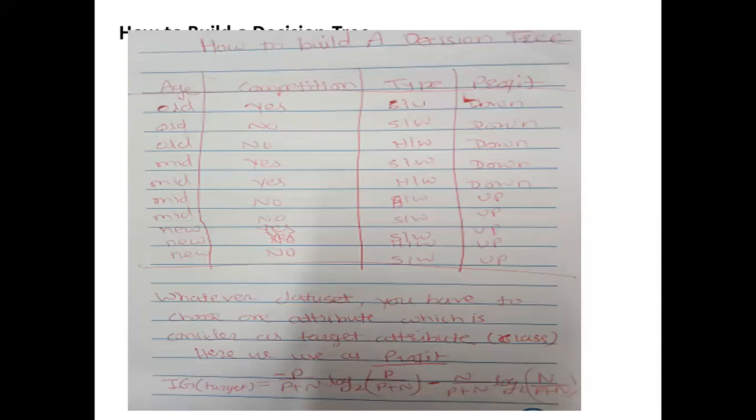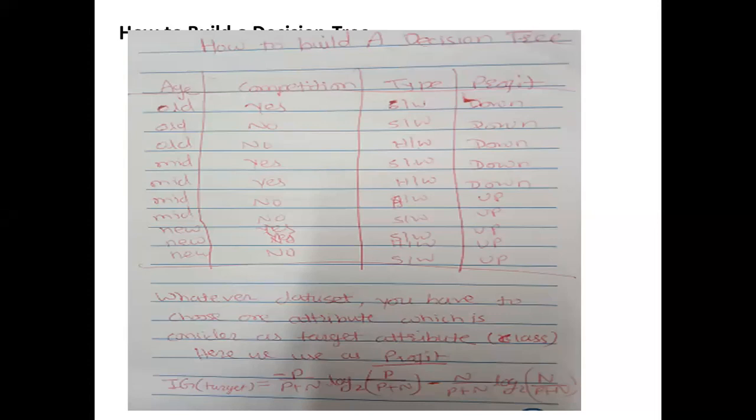Hello everyone. In the last session we discussed what a decision tree is. Now in this session we are going to discuss how to build, or construct, a decision tree. Suppose this is the data set given, which consists of four attributes: age, competition, type and profit, and some entries are given in that database.